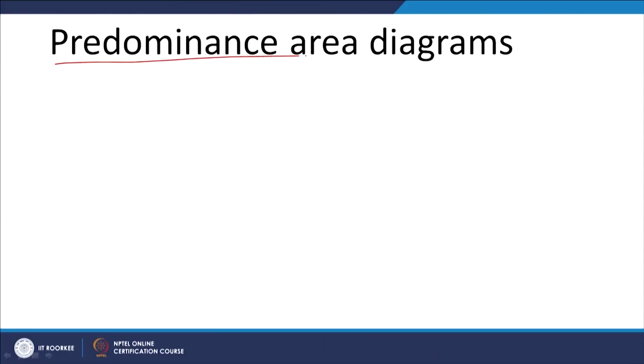Here we have predominance area diagrams, and I believe we are running out of time. So I will just briefly look at what we need to understand from these predominance area diagrams, and we are going to continue this in the next session. The name is self-explanatory. For example, let us say you are trying to understand a system and you do not have the time or the patience to go through it in relevant detail. These predominance area diagrams will give you a snapshot, an overview of those regions at which a particular compound is going to predominate.